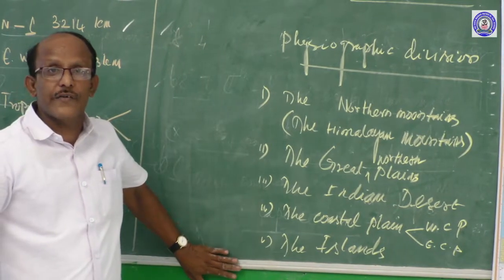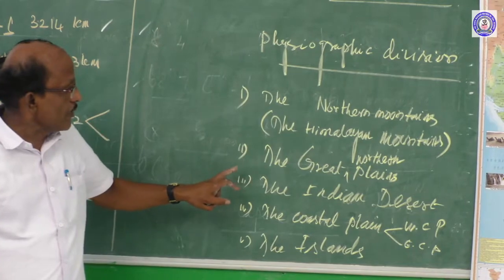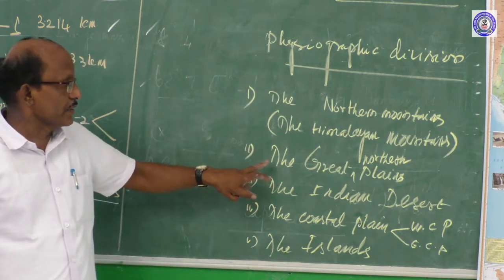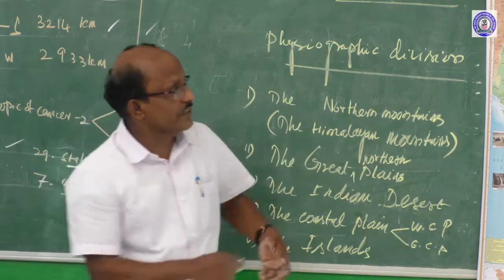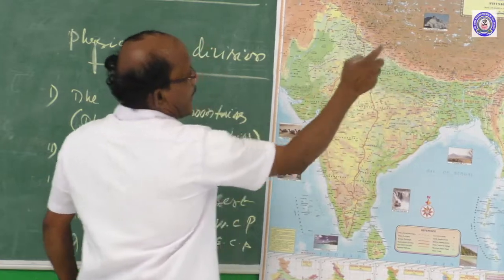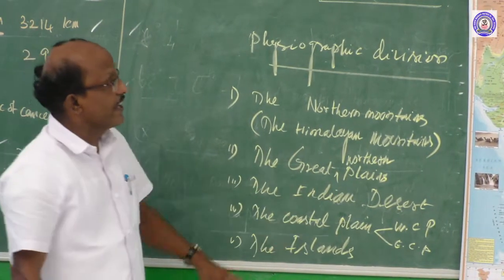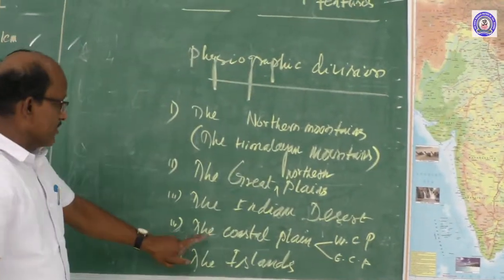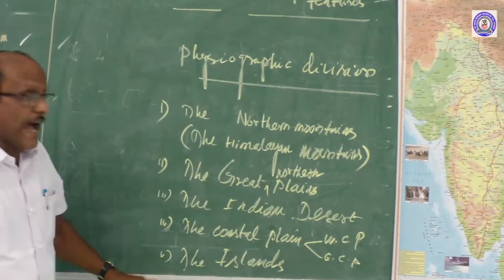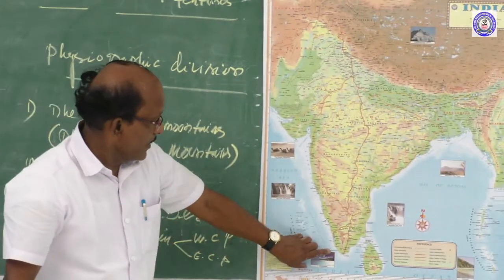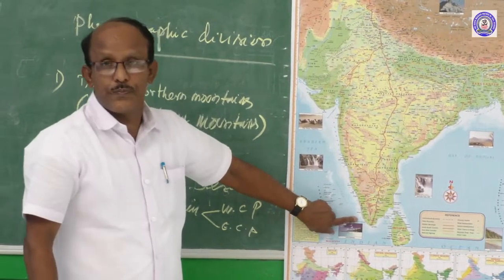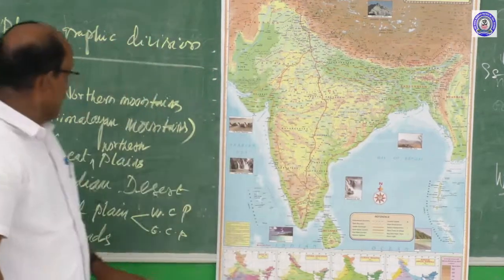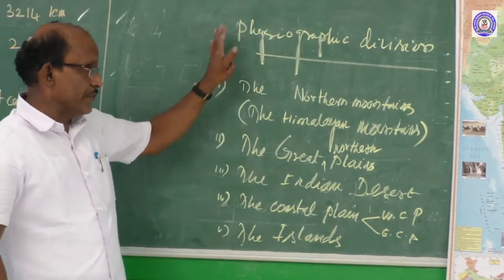There are five physiographic divisions. One is the Northern Mountain, otherwise called the Himalayan Mountain. The next is the Great Northern Plain, shown in green. The next is the Great Indian Desert, here in Rajasthan. The next is the coastal plain, the West Coastal Plain and the East Coastal Plain. Then the islands belonging to India: in the Arabian Sea, Lakshadweep, and in the Bay of Bengal, the Andaman and Nicobar Islands. These are the five physiographic divisions.